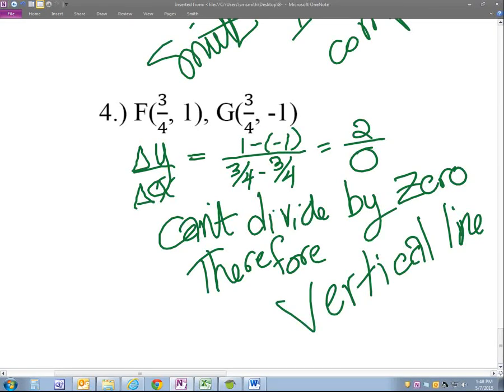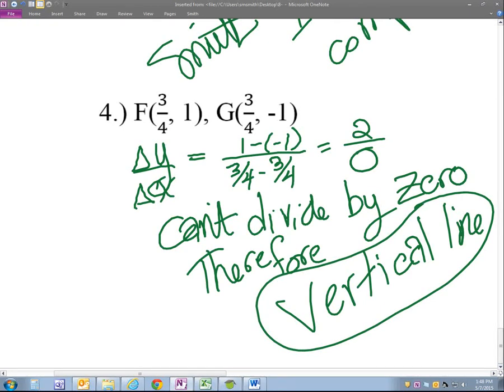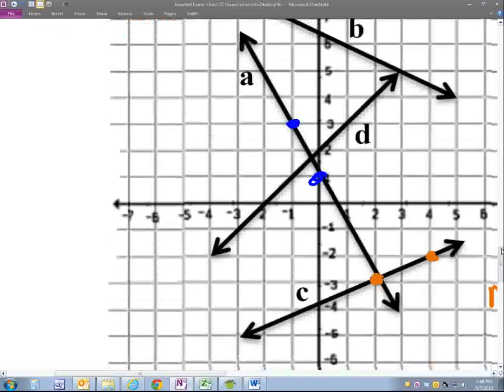Vertical line is the correct answer. Not just a line, a vertical line. All these are lines that we're doing. No, this is your answer right here, a vertical line. Any value of x is the same. So your line would look like this, something like that. I will pass out the homework now.